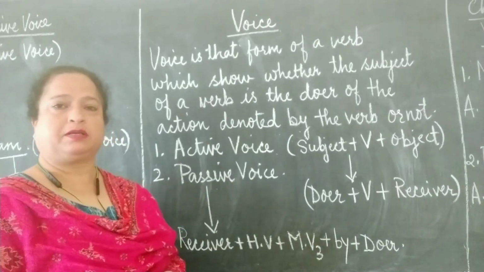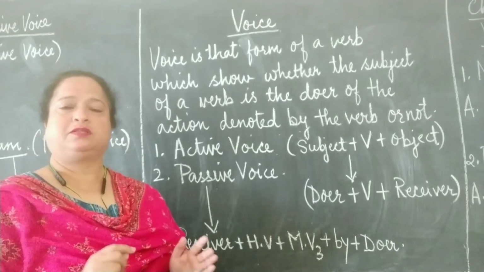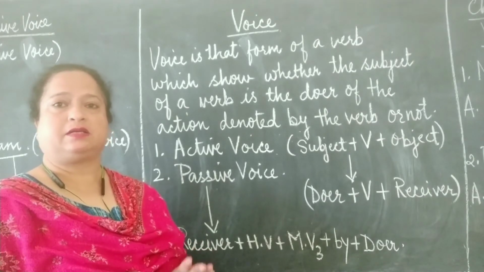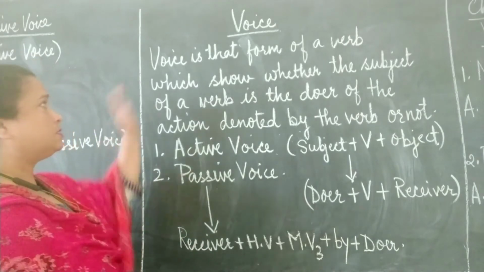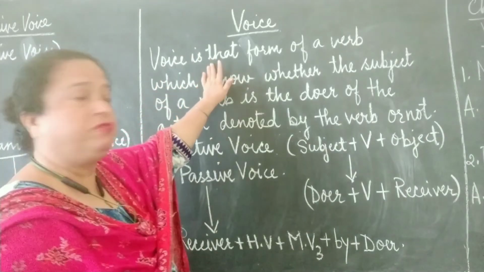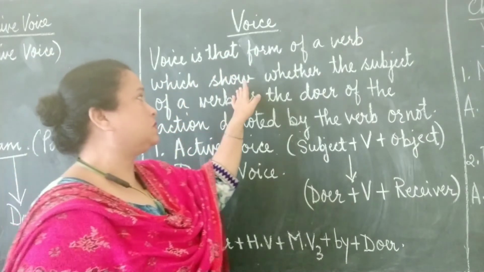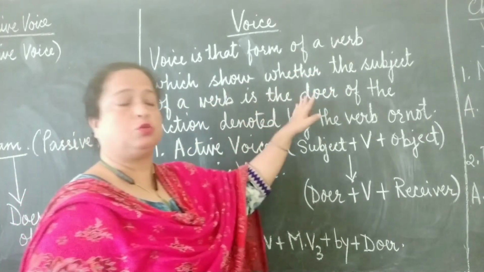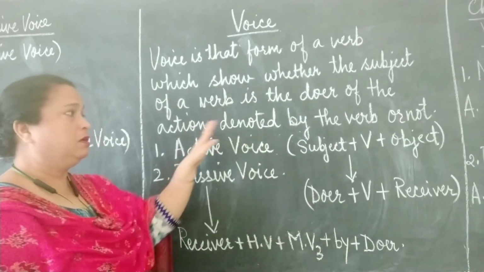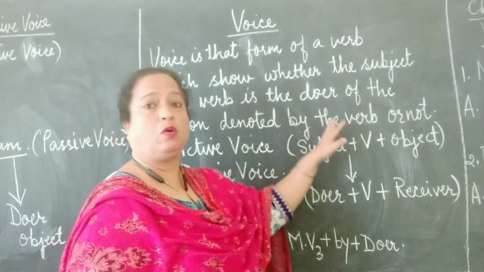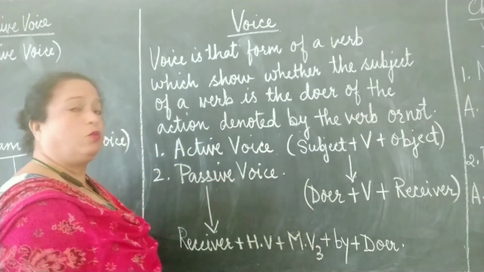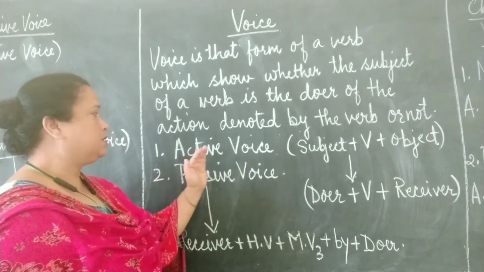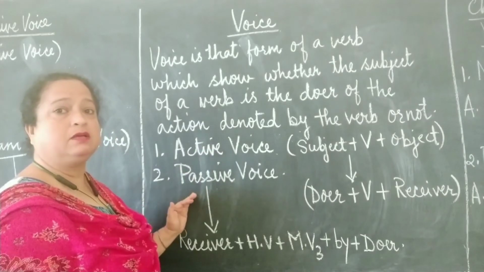So now children, since we know the difference between an active and a passive voice sentence, let us understand what a voice is. Voice is that form of a verb which shows whether the subject of a verb is the doer of the action denoted by the verb or not. So we have two types of voice, that is the active voice and the passive voice.